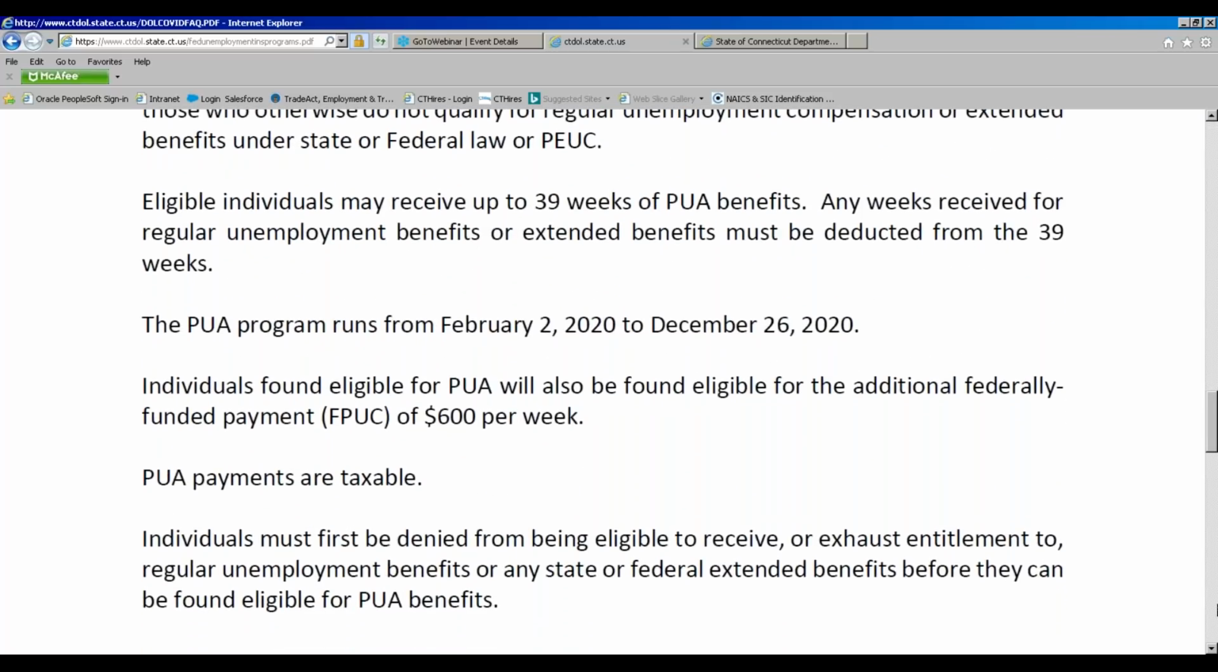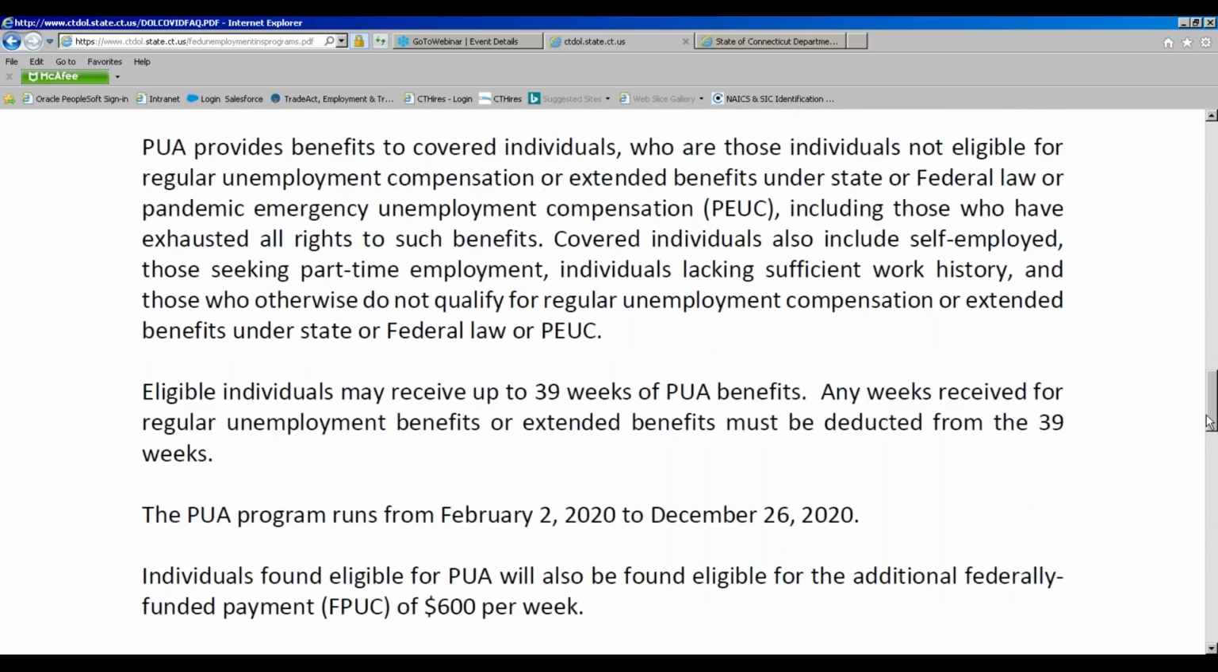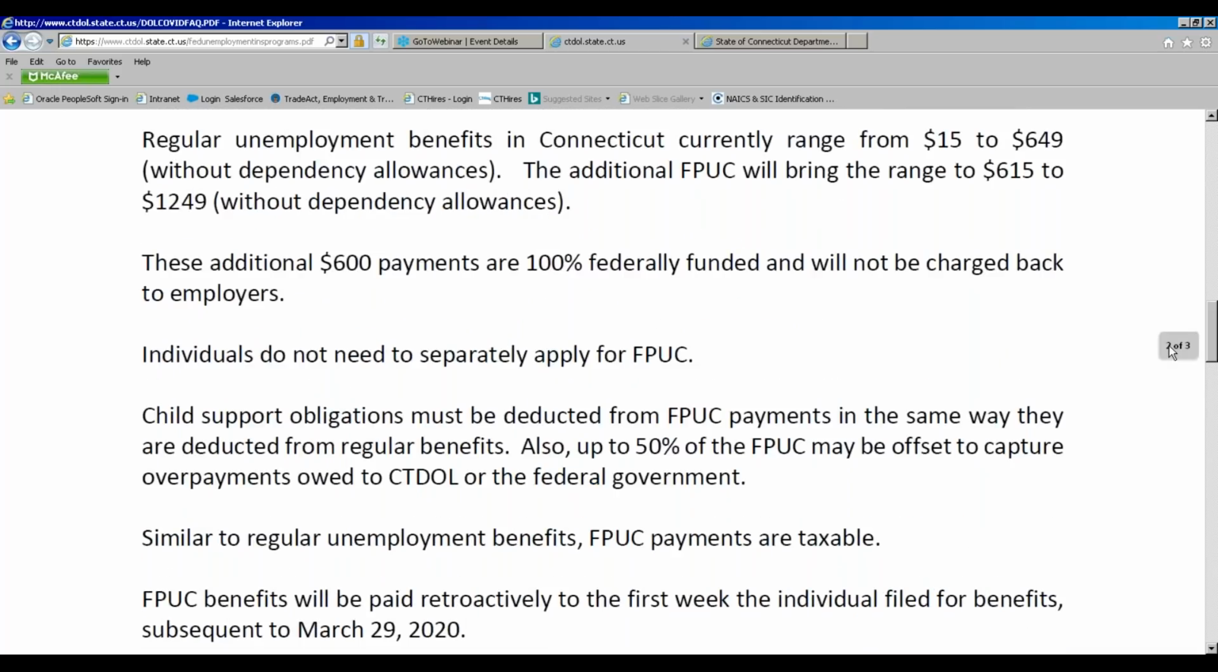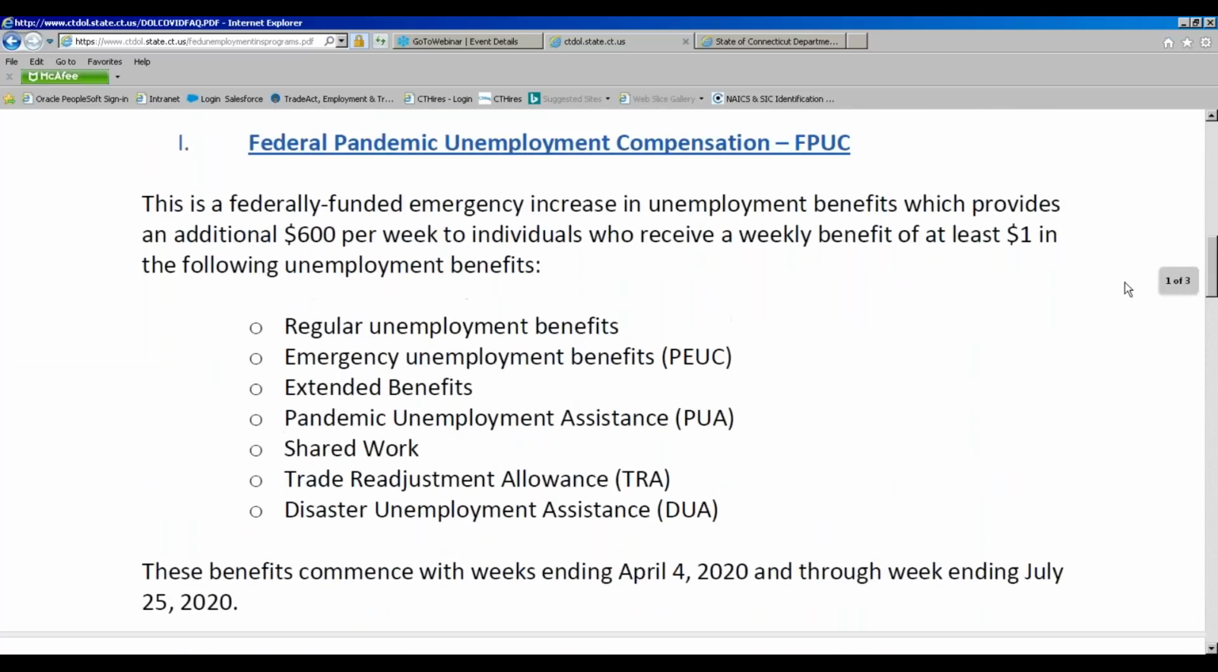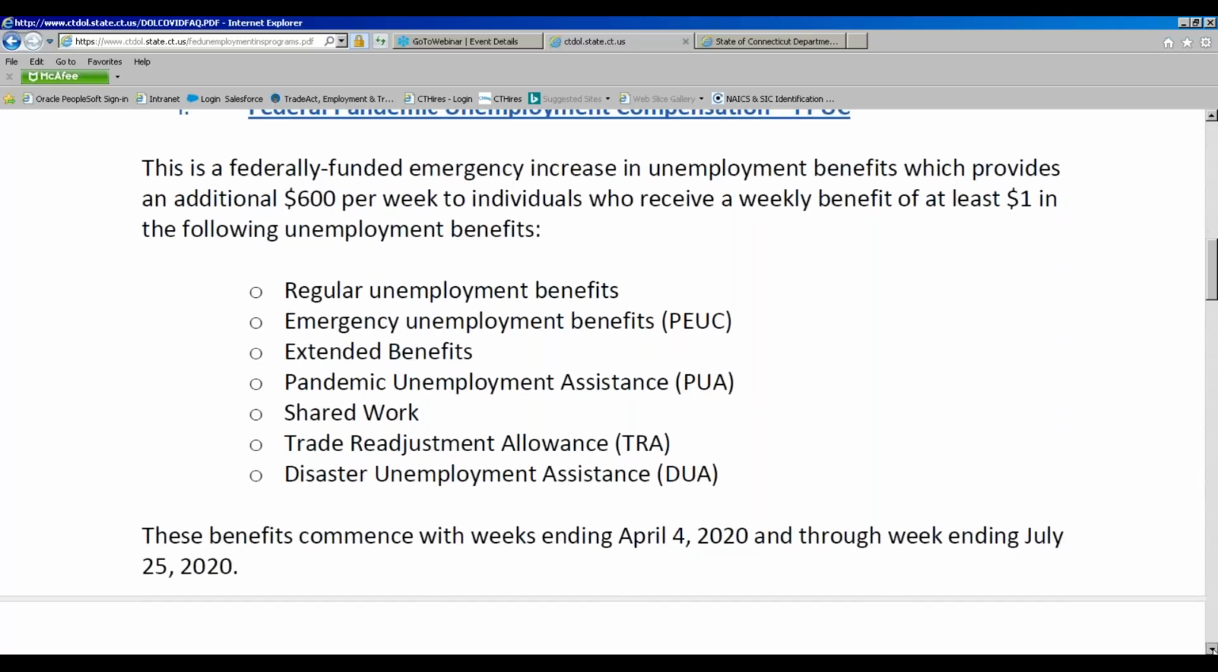The next one I'm going to discuss is what a lot of people have been asking about, the Federal Pandemic Unemployment Compensation, or FPUC. It is an emergency increase in unemployment compensation benefits, and it provides an additional $600 per week for eligible claimants, and it will be paid retroactively. The first eligible week that is payable will be the week ending April 4th. For unemployment purposes, our weekly payments are Saturday dates. So the first eligible week for this $600 will be for the week ending April 4th.